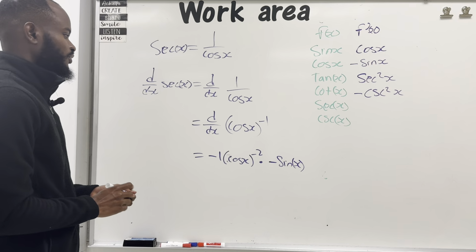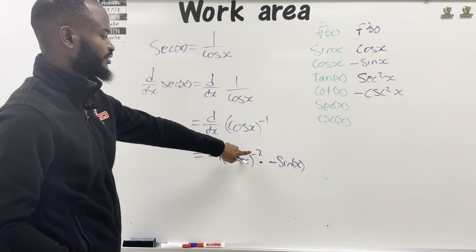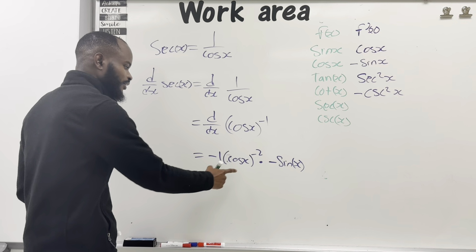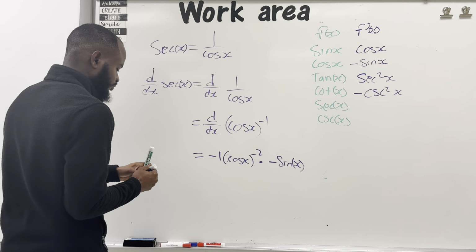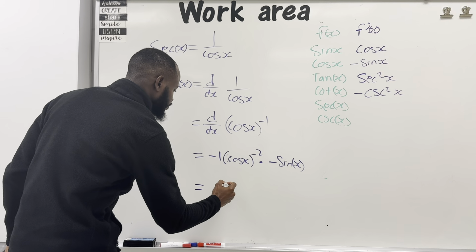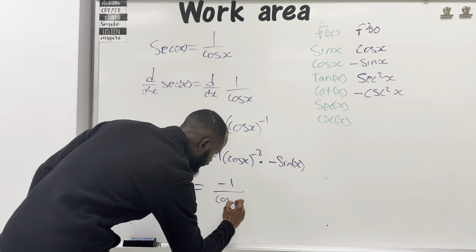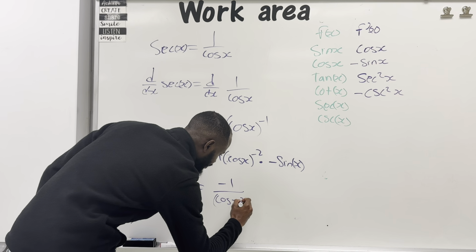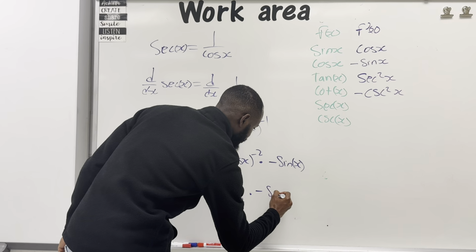There we go. So now what I'm going to do is rewrite this as a fraction because I want to remove the negative exponent right here. So this is just going to give me, let's get back to purple, this is going to equal negative 1 over cos x all squared multiplied by negative sine of x.